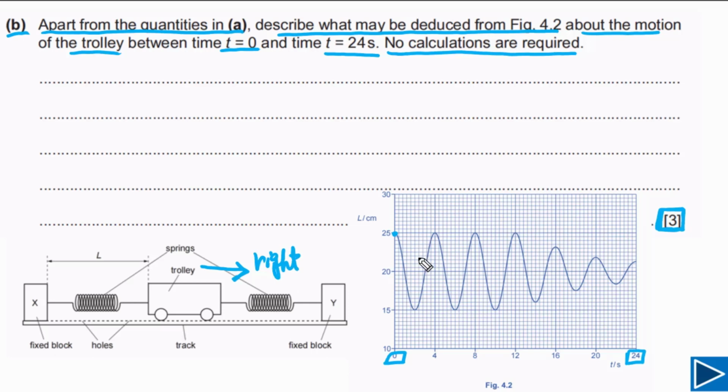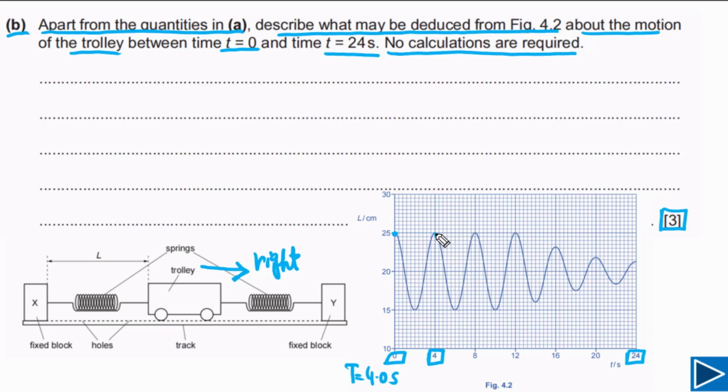And the second point we can write down is the period of oscillations. This is equal to 4 seconds. So this can be the second point. We can say the period of oscillations is equal to 4 seconds.